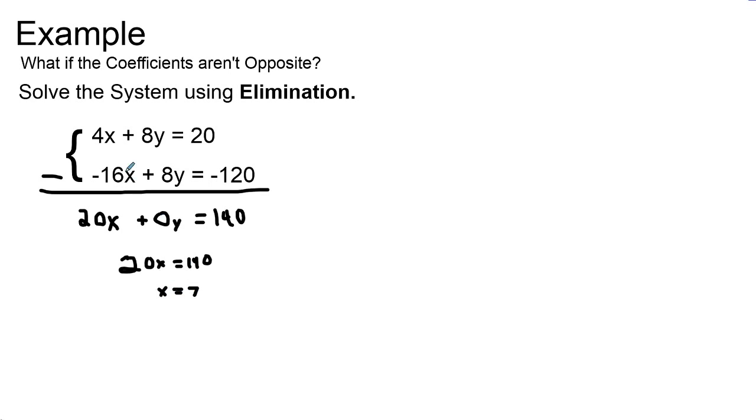So I'm going to take the 7 and plug it into one of the two equations. I think I'm going to go up and do the top one. So I know that x is 7, so I'm going to do 4 times 7 plus 8y equals 20.